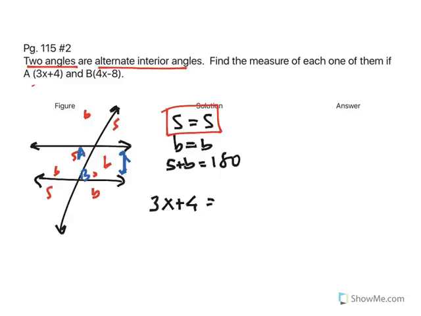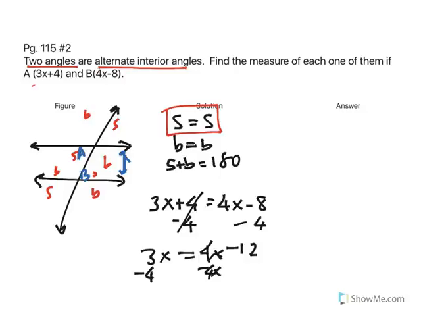So A is 3x plus 4, and B is 4x minus 8. Now we just do a simple solving of the equation. And we get x equals 12. Okay, I'm going to put that over here. And then let's solve for angles A and B, because that is what the question asks us to do. Find the measure of each one of them. So angle A and angle B.